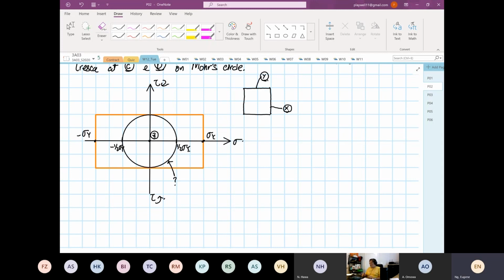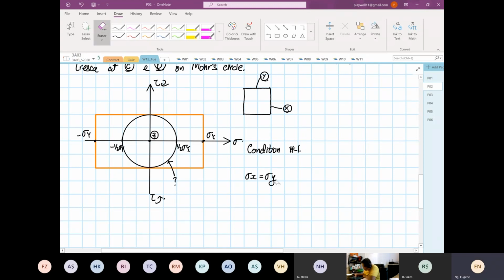When can we construct a circle like this? There are two conditions, yes or no? Anyone? One of the principal stress states is 0. Okay, so condition number one, you're partly right. Condition number one will occur when stress X is equal to stress Y, right?